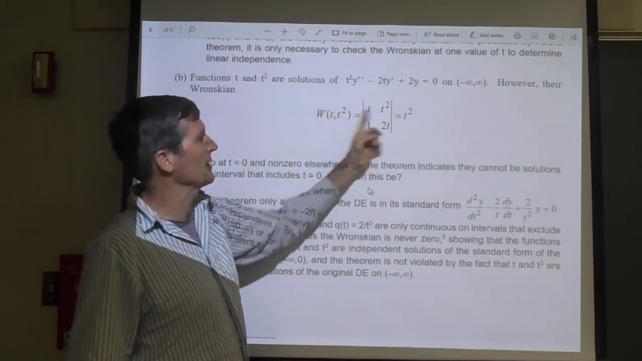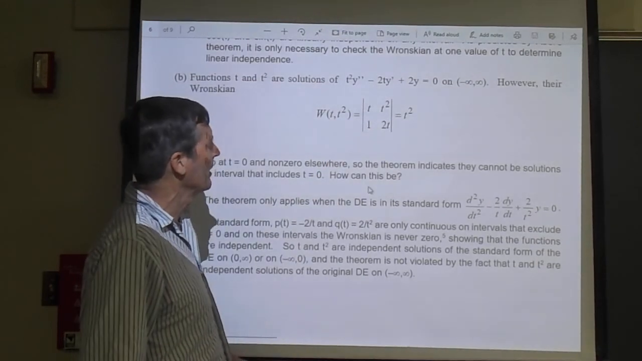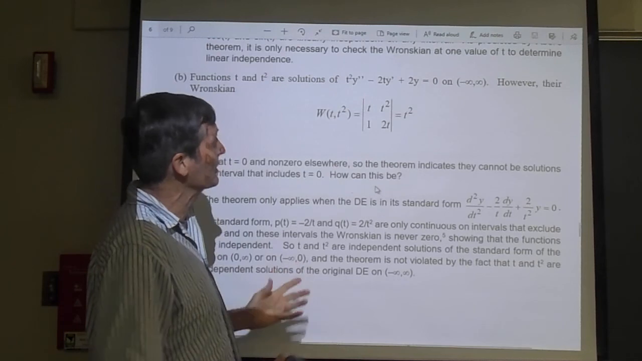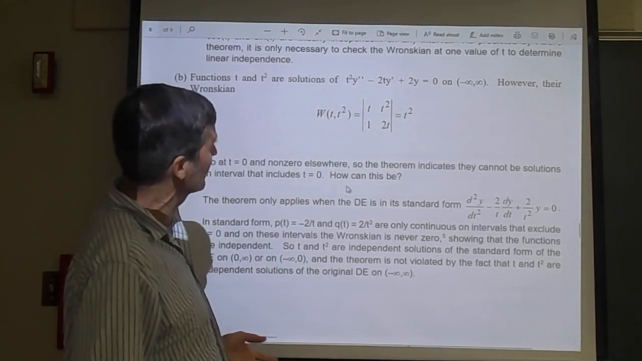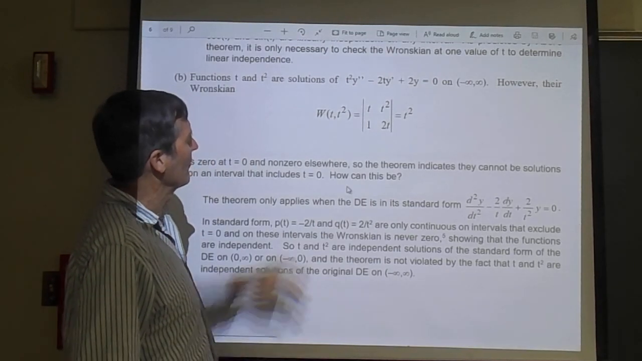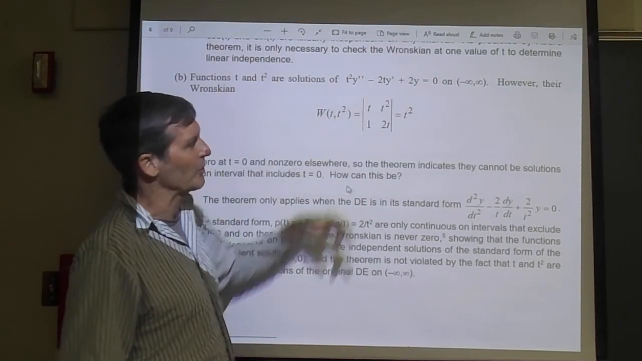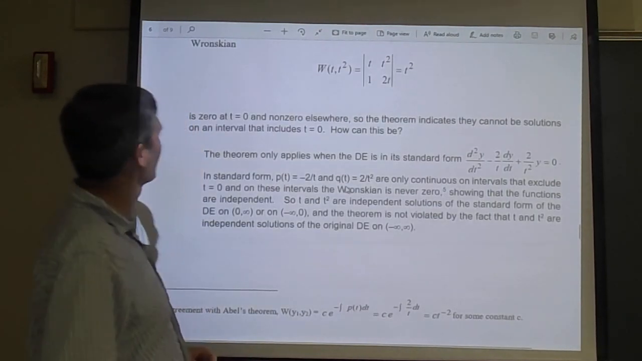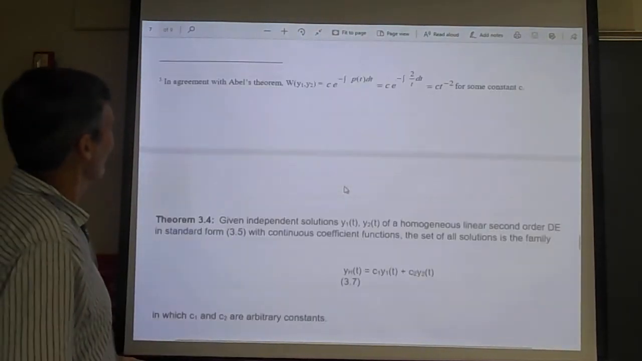If there were solutions of such an equation, the Wronskian would be non-zero on the whole interval or zero on the whole interval. So they might be solutions on some interval that doesn't include zero, but they're not solutions of this in standard form, divided through by t squared, on an interval that includes t equals 0. Interesting, huh?